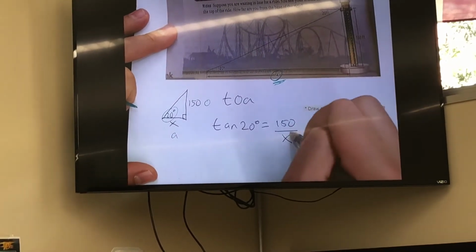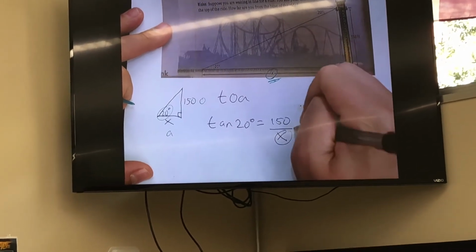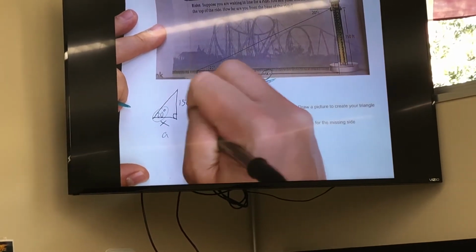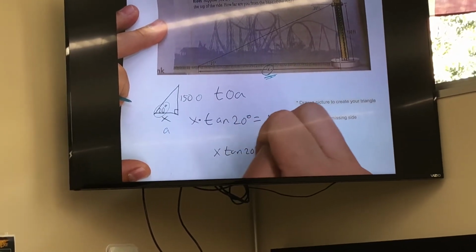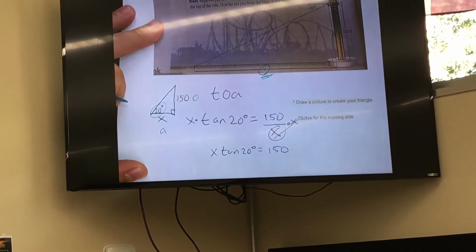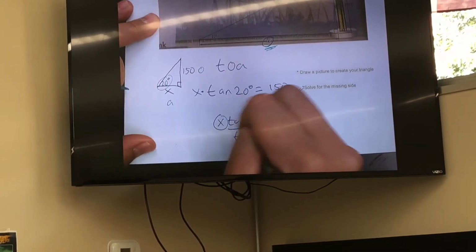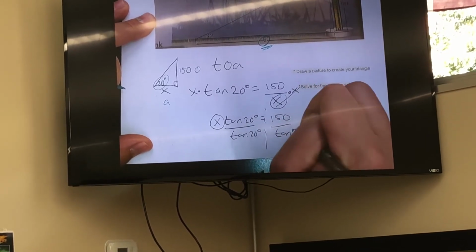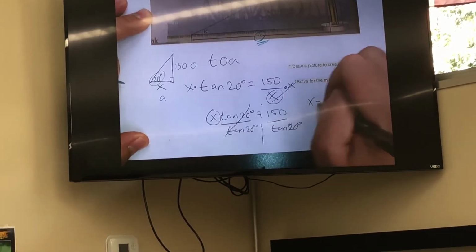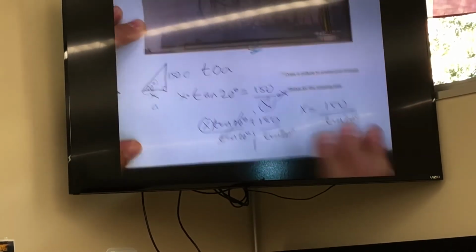We're looking for x. Remember, you've got to get x out of your denominator, so multiply by x on both sides. So x tangent of 20 degrees equals 150. You want to get x alone, so you're going to divide by the tangent of 20 degrees. So x equals 150 divided by tan of 20.